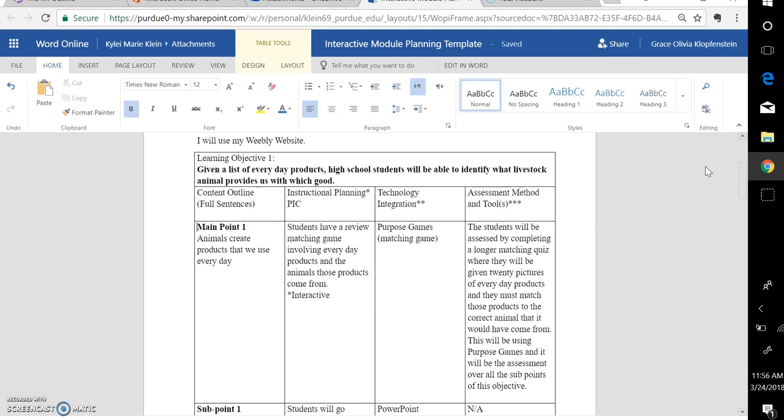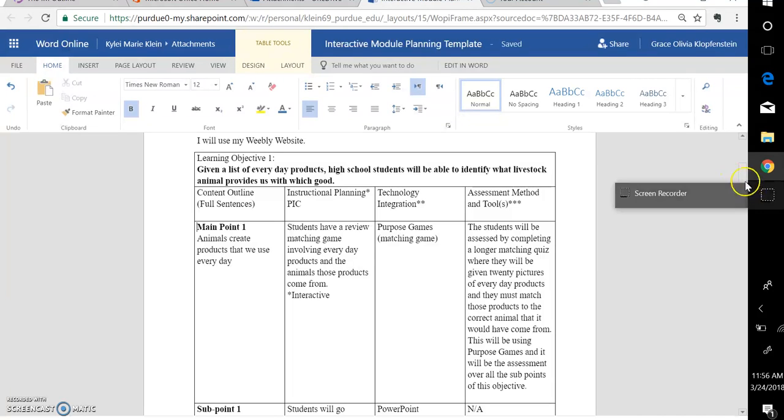My first learning objective is, given a list of everyday products, high school students will be able to identify which livestock animals provide us with which good, such as animal byproducts creating things like footballs. Now, my first main point is animals create products that we use every day.